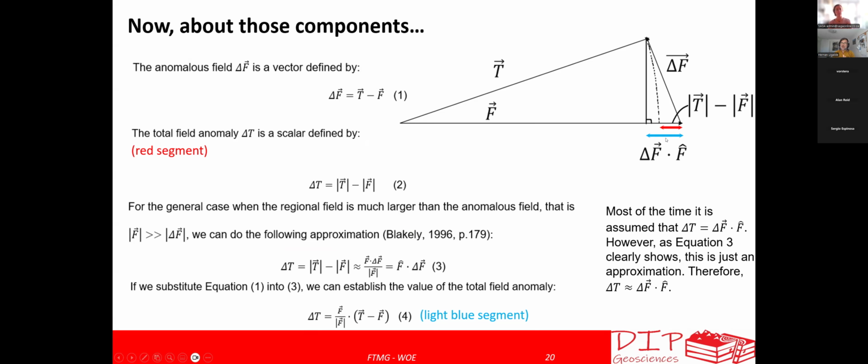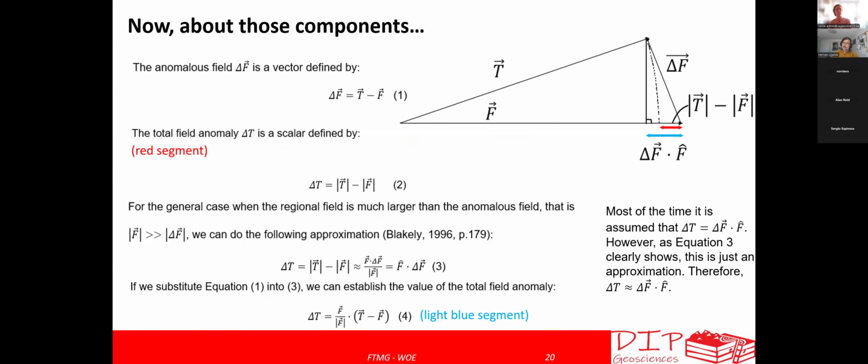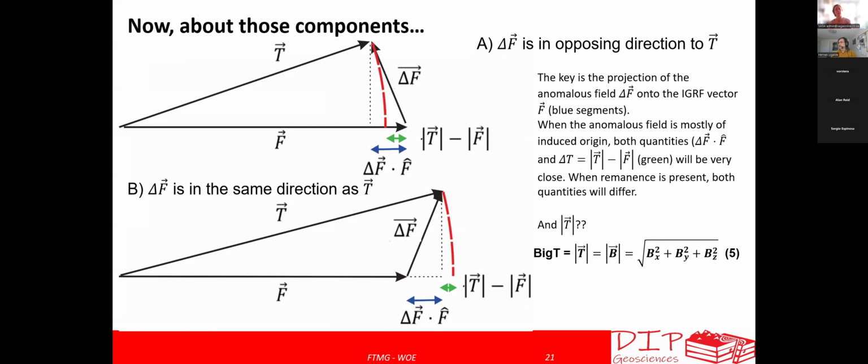So you see the light blue is not necessarily the same as red. Most of the time, we treat them as the same, but they're not. And this is the key. If you have remanence, those two vectors are going to be different. So if your magnetization is mostly induced, these two are going to be very close. If you have remanence, they can be very different.